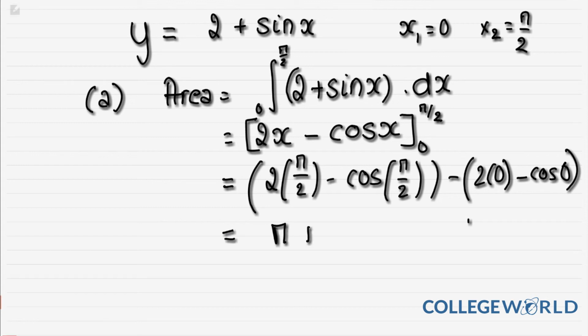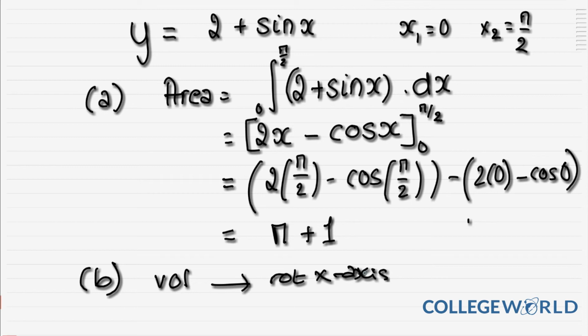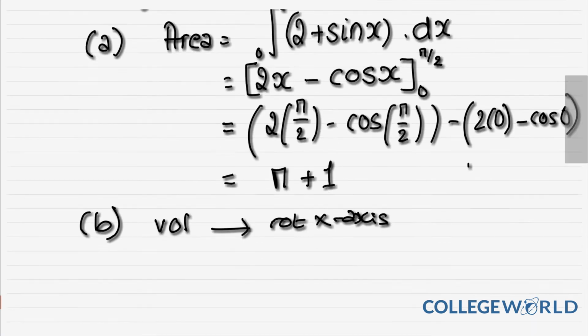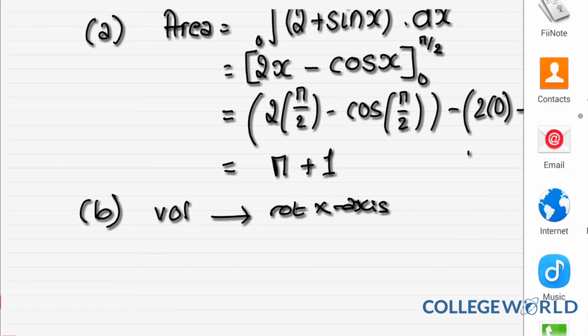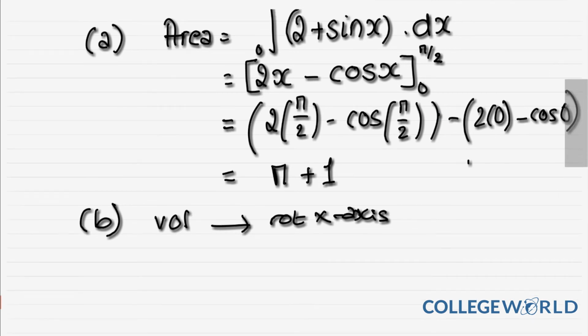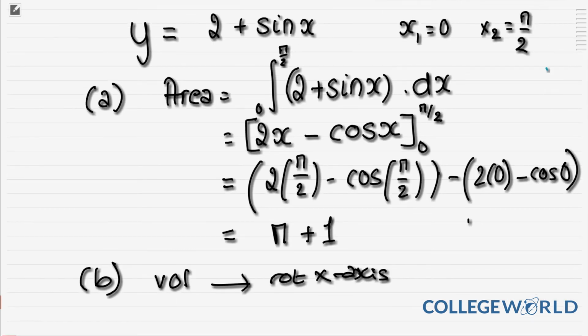This is our area. The second part is that we want to find the volume by rotating it about the x-axis through 2 pi radians. So we're doing a solid of revolution again. I always recommend that you draw your graphs if you can. This is sine x but plus 2, so it's something like this. When we were asked to find the area, we were finding this area. Now we're rotating the whole thing about the x-axis.